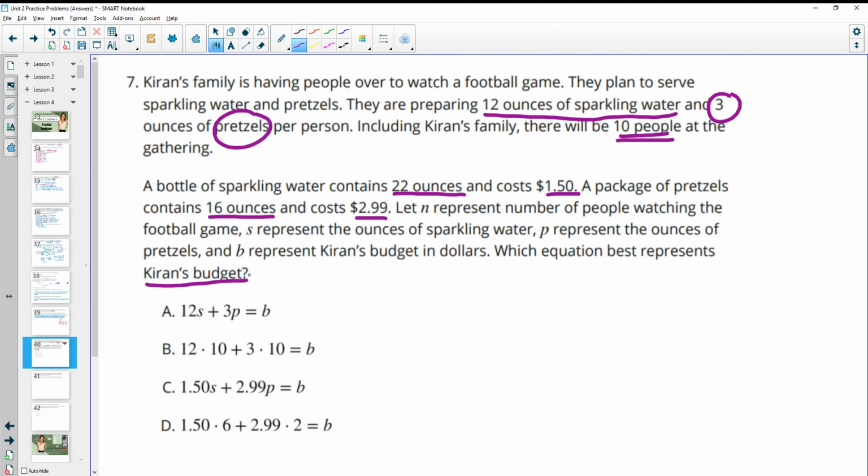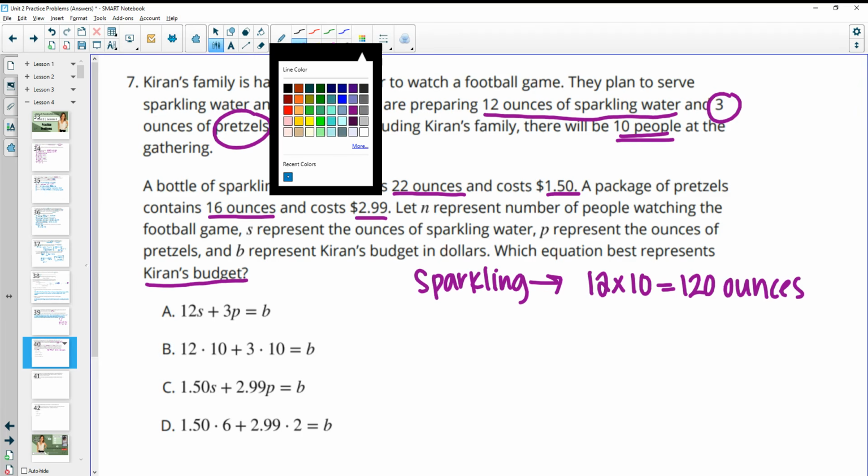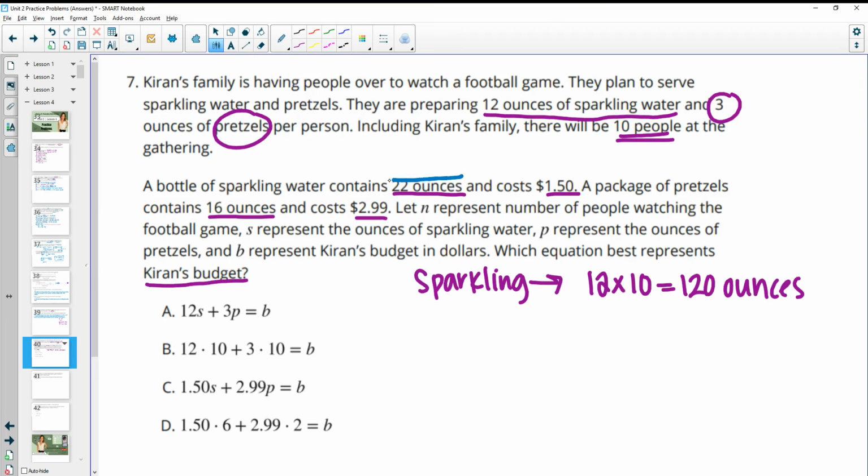So we have a pretty specific amount here because we know that 10 people are coming. So for sparkling water, we know that we need 12 ounces times the 10 people. So we need 120 ounces of sparkling water. And we know that sparkling water has 22 ounces in each bottle at $1.50. So we need to make sure that we have enough for 120 ounces.